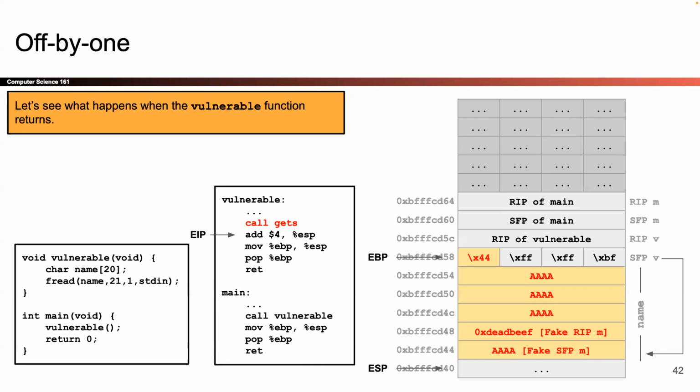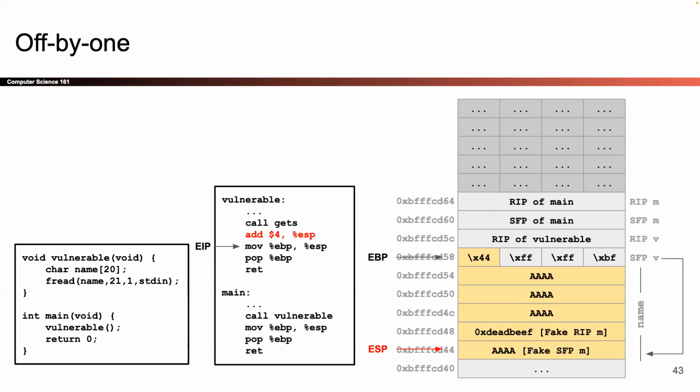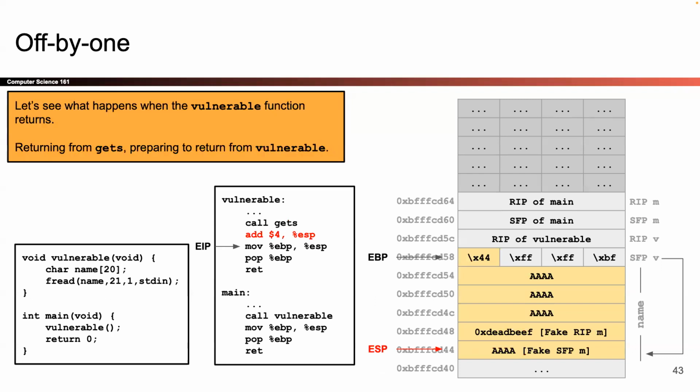So just like always, I've taken the x86 instructions and I've put them here. And we're going to step through them line by line to see if this does what we expect. So here we go. We're going to finish running that first function, which is vulnerable. So let's return from vulnerable. All right, here we go.